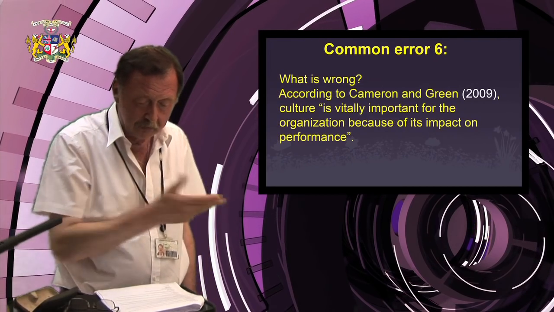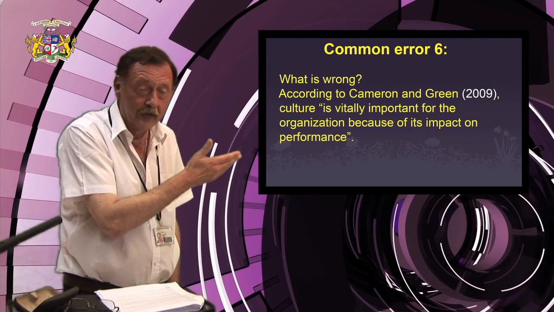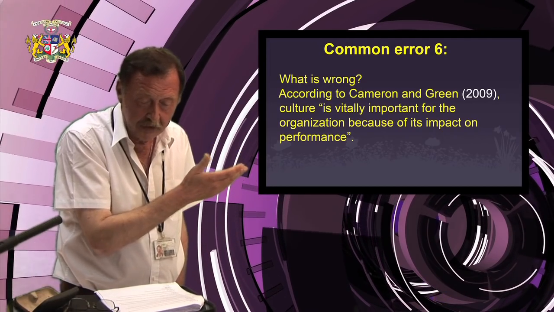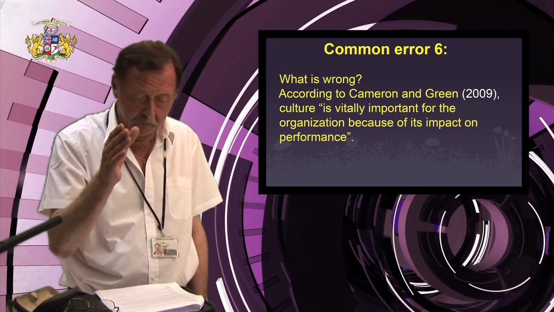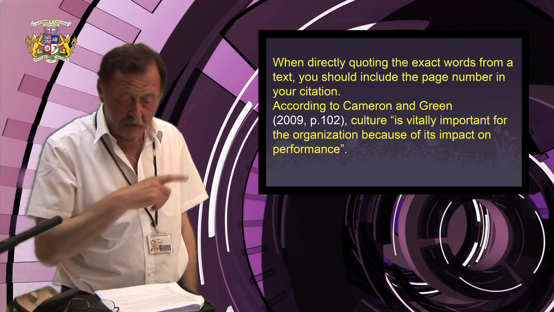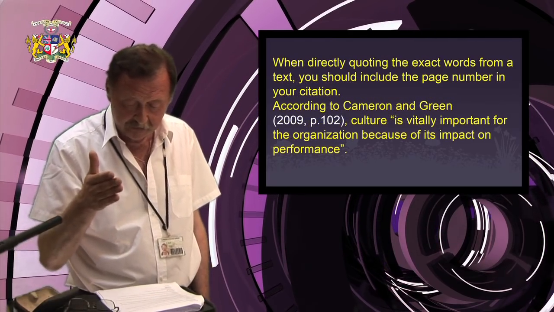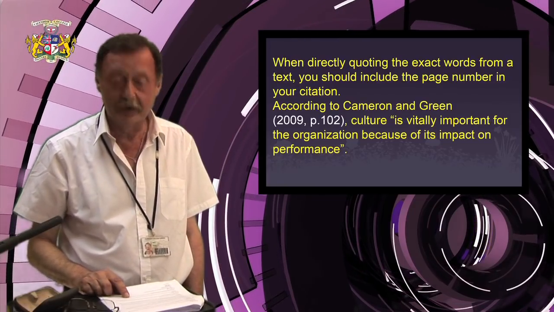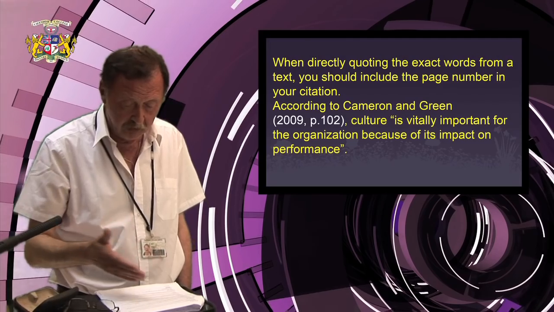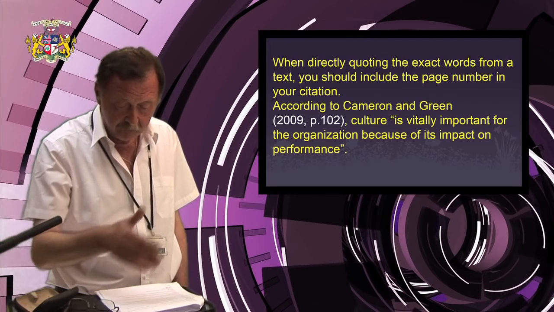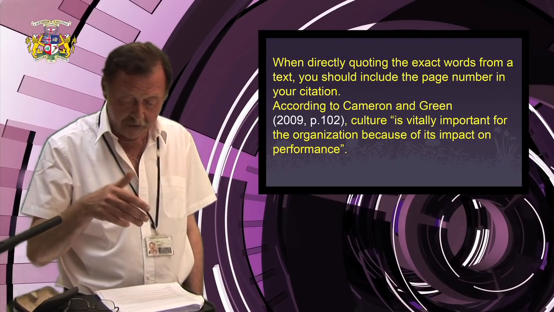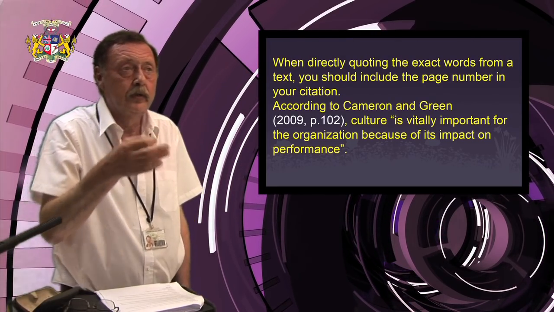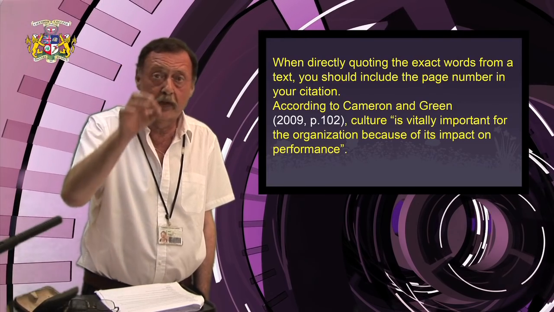Last common error. What is wrong? Okay, we should have spotted that one. Small but important. When directly quoting the exact words from a text, you should include the page number in your citation. Very simple thing, just put in brackets 2009, page 102. That is important. Take it out and someone could say, well, hang on a minute, you could have invented that, so you have to put the page number down.